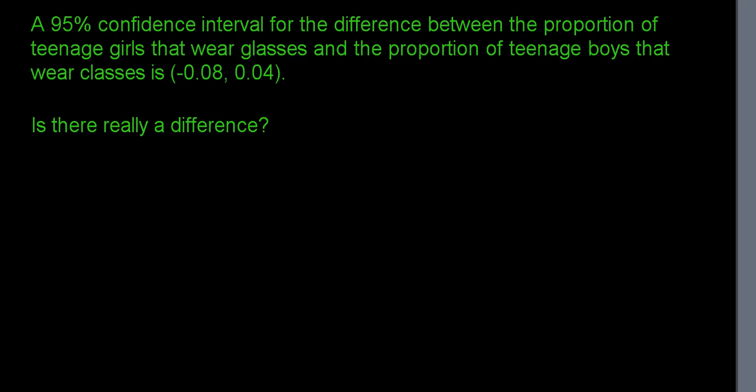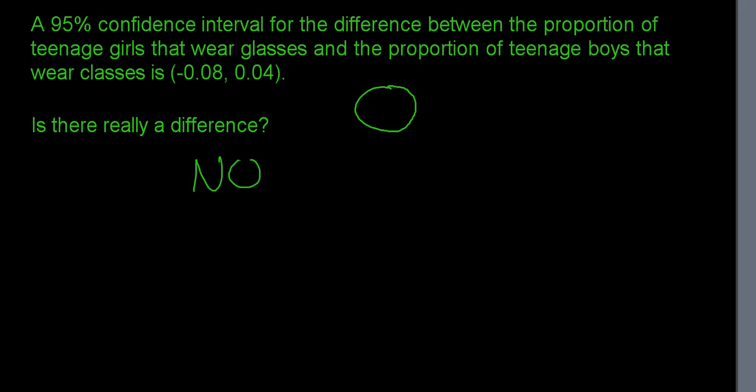Girls could be more likely to wear glasses. Boys could be more likely to wear glasses. Or, you know what number's in this interval? A big fat 0. There can actually be no difference between boys and girls in wearing glasses. So the proportion of boys that wear glasses and the proportion of girls that wear glasses can actually be exactly the same. And if that's true, there's no difference. And that is a legitimate possibility since 0 falls in this interval. So is there really a difference? No. The interval contains 0 and the interval contains positive and negative numbers.